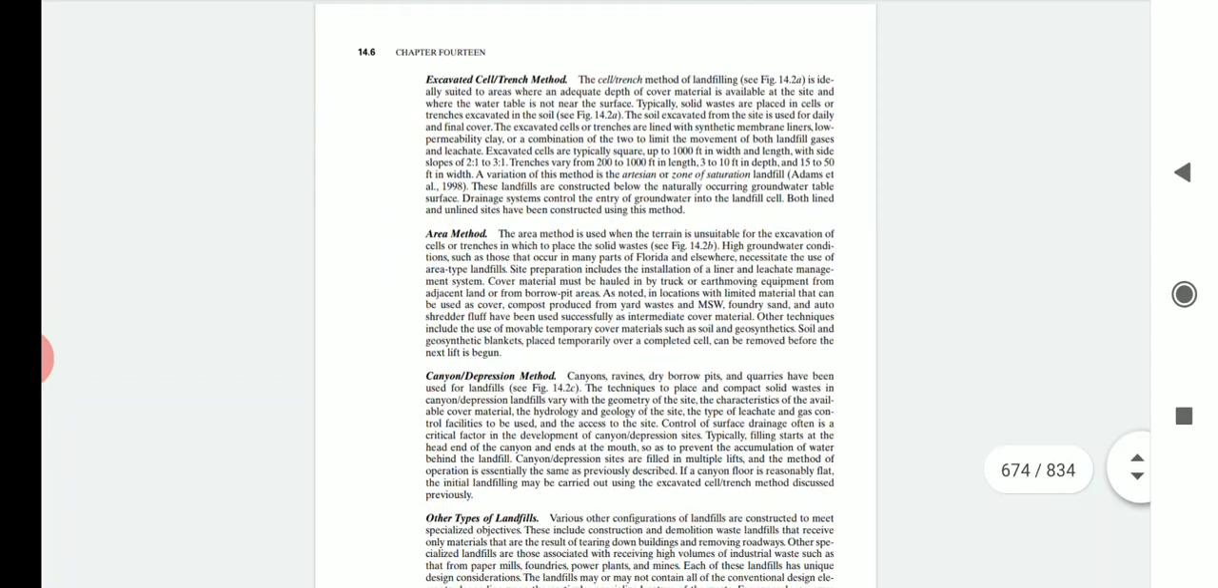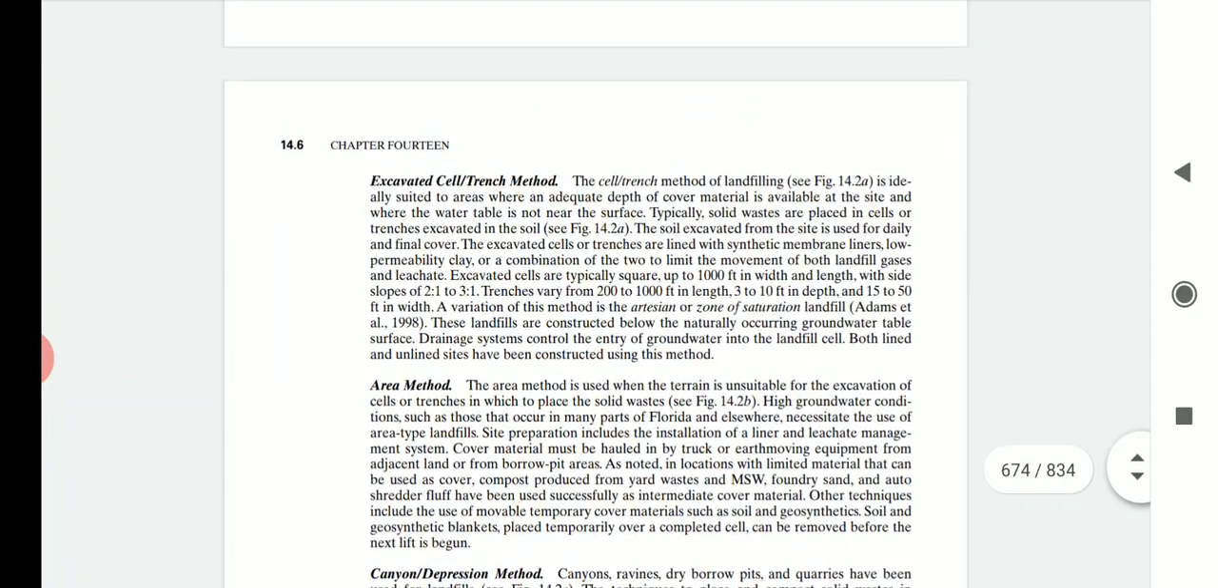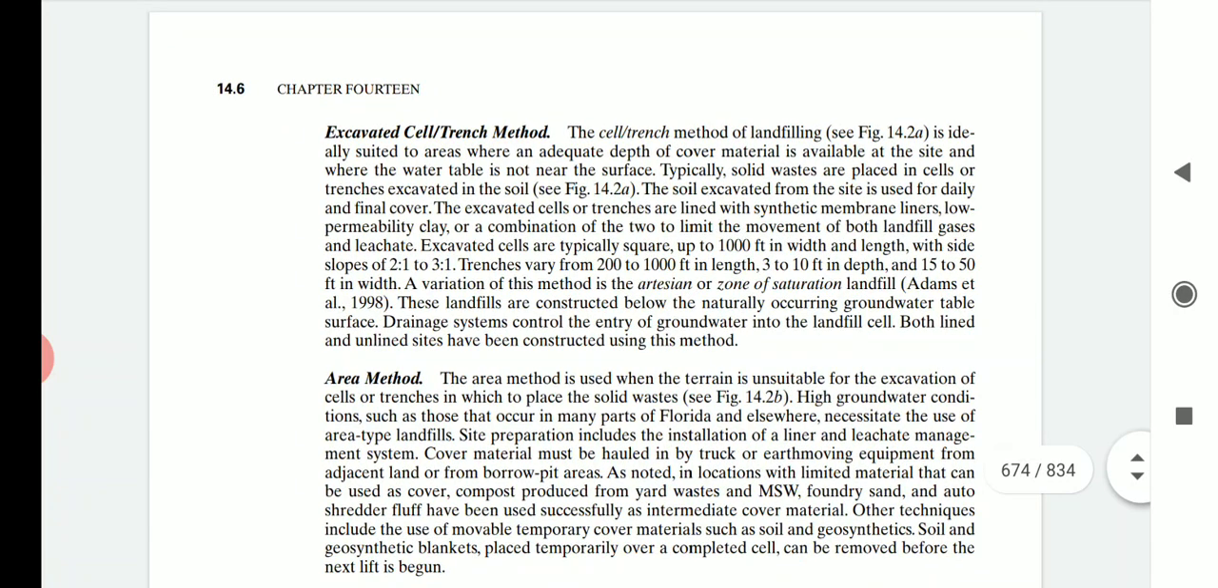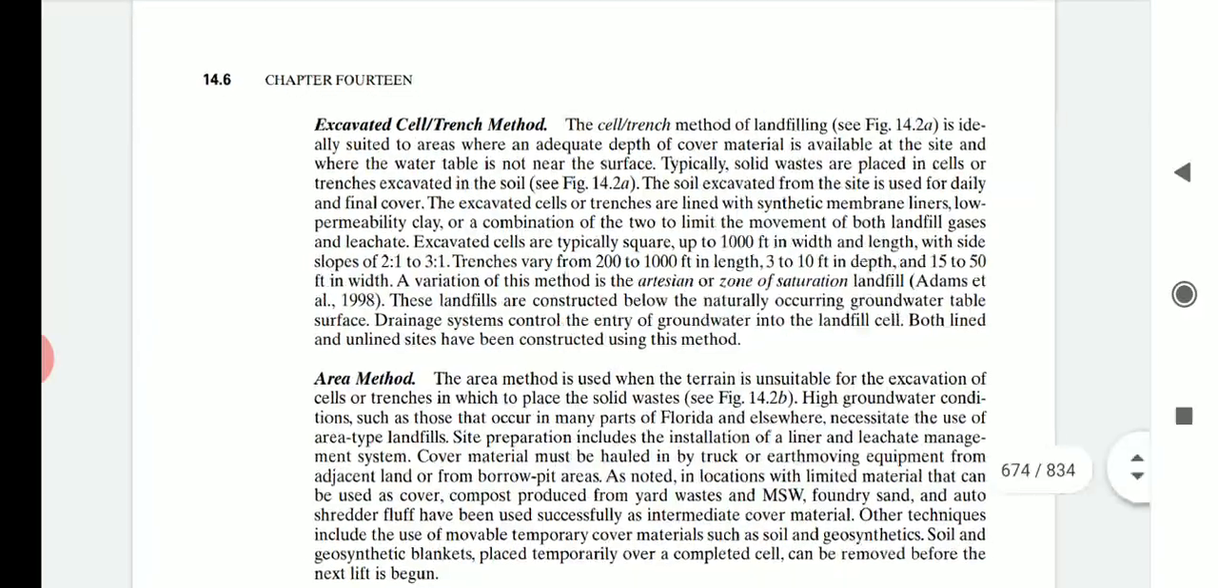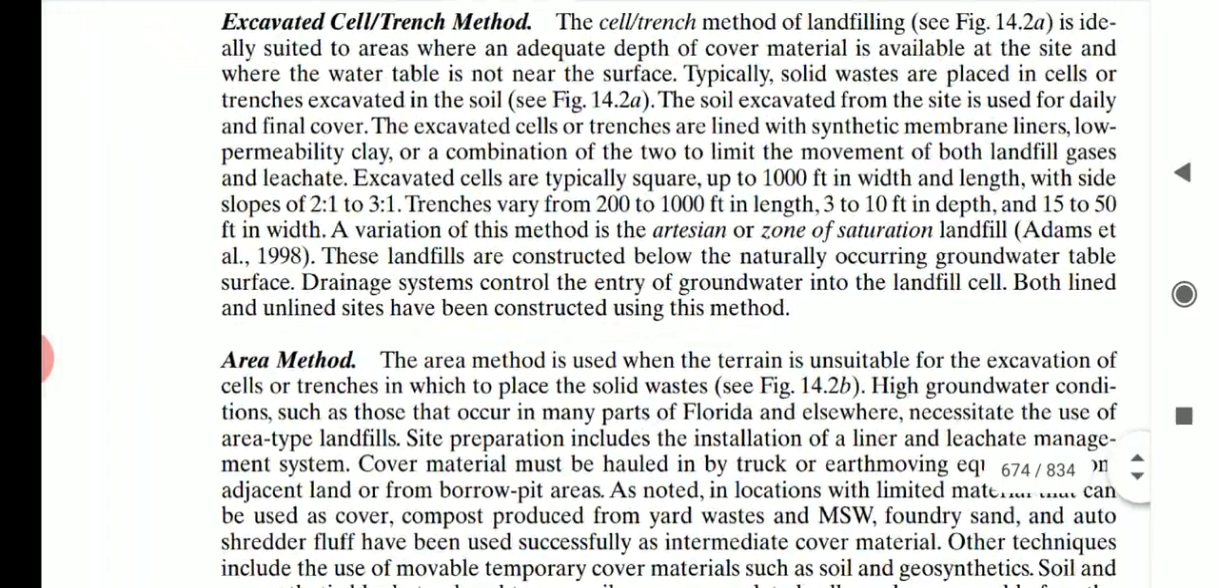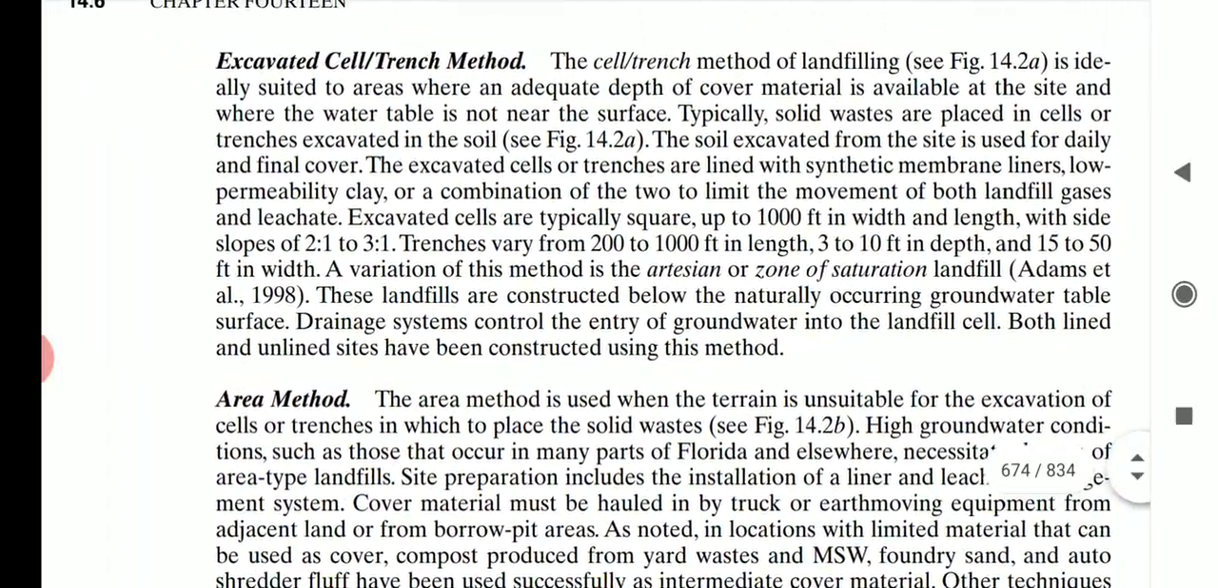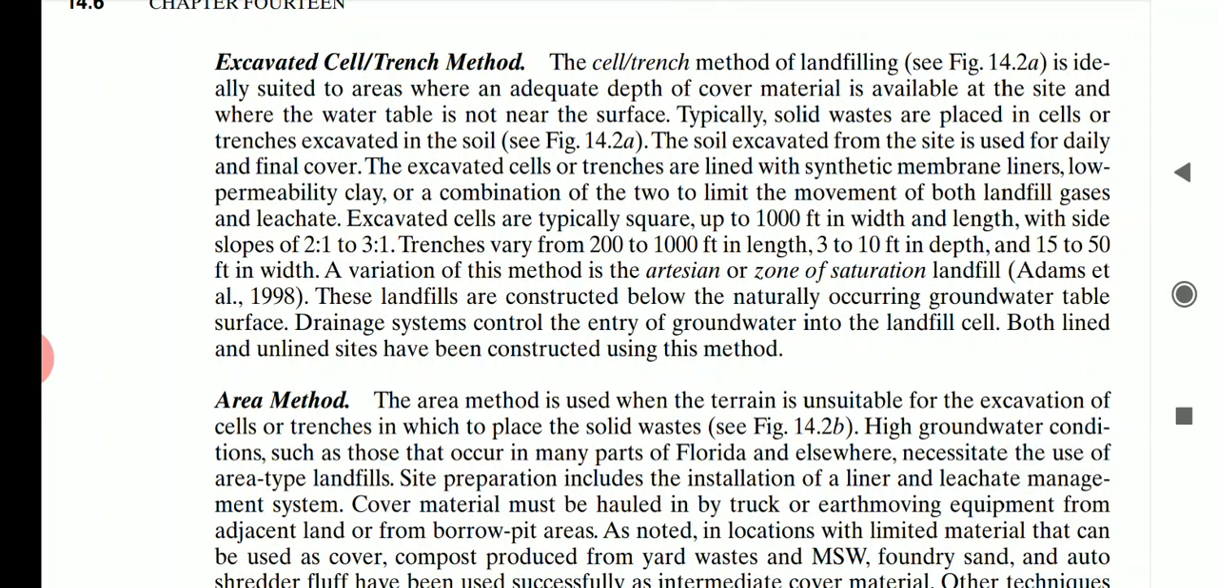So we'll see what this excavated or trench method is. The trench method of landfilling is ideally suited to areas where an adequate depth of cover material is available at the site and where the water table is not near the surface. Okay, so this method is applicable where the water table is not near the surface, and also a sufficient amount of covering material is available.